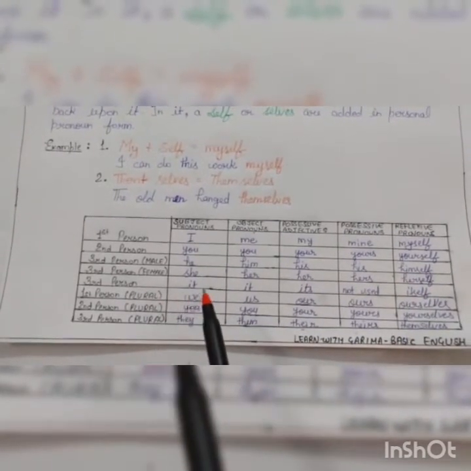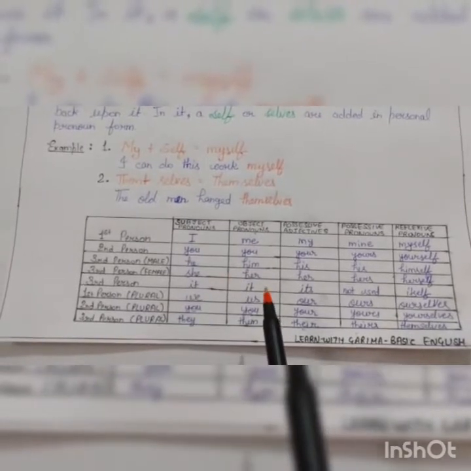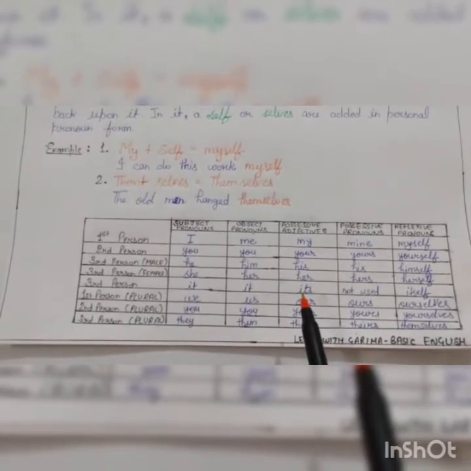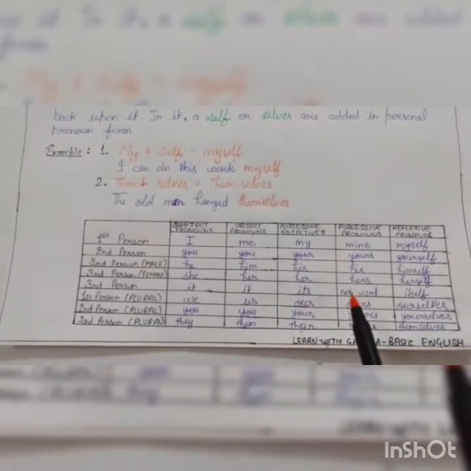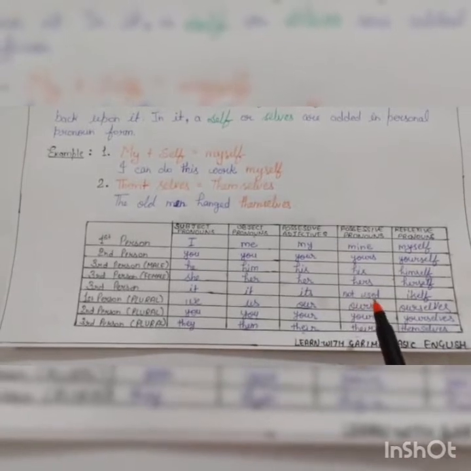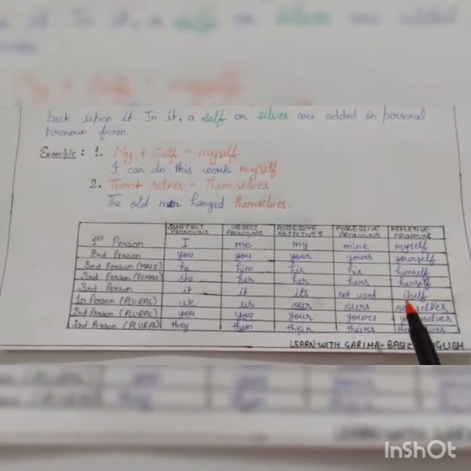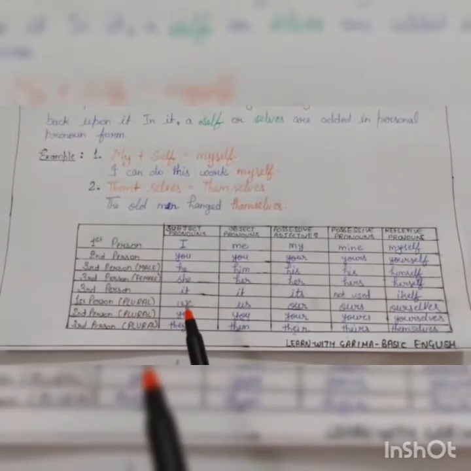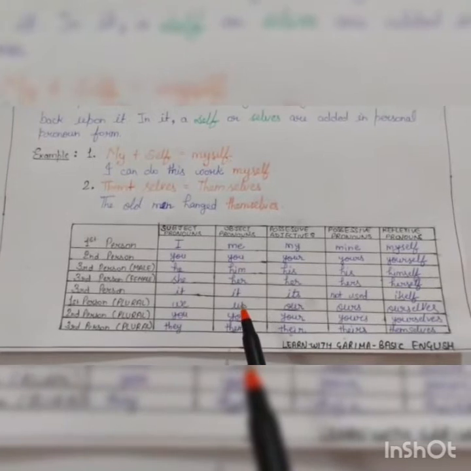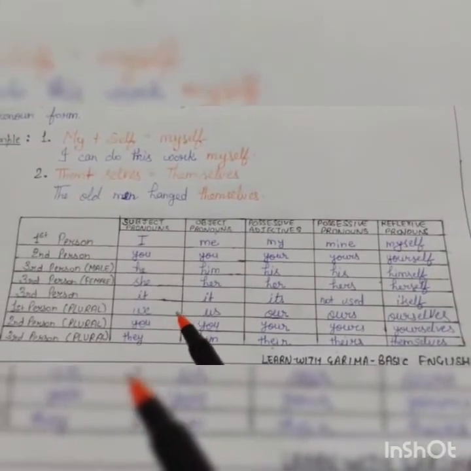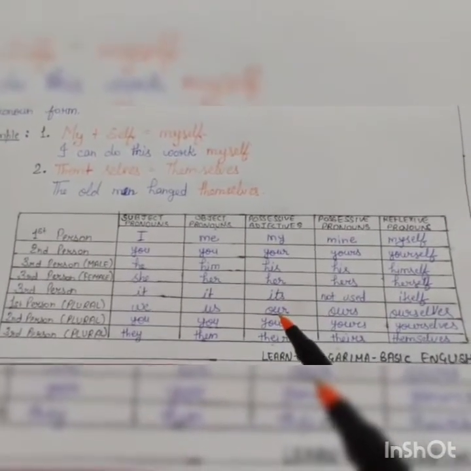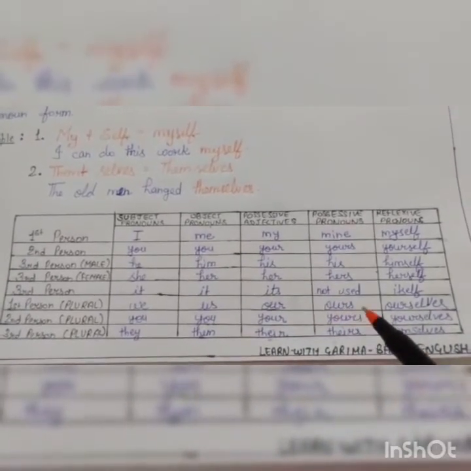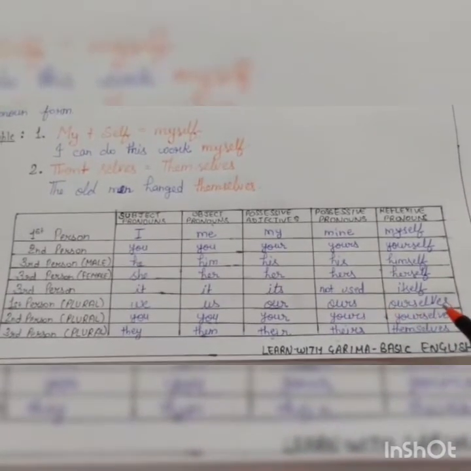In third person, it remains it in the objective pronoun. In the possessive adjective, it will be its. Possessive pronoun is not used with it, and in the reflexive pronoun, it changes to itself. In first person plural, we changes to us in the object pronoun. If we want to change we to the possessive adjective, it will be our. If we want to change it to the possessive pronoun, it will be ours, and in the reflexive pronoun, it is ourselves.